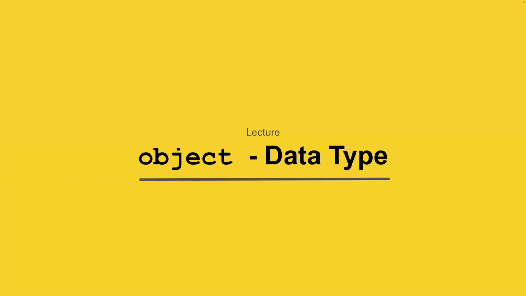Let's talk about the object data type. So object is also a data type in JavaScript. Let's understand how exactly we can create the object data type and what are the facilities available in JavaScript for object data type.